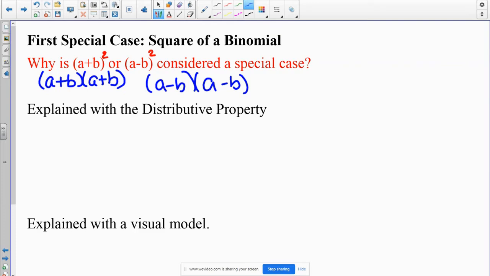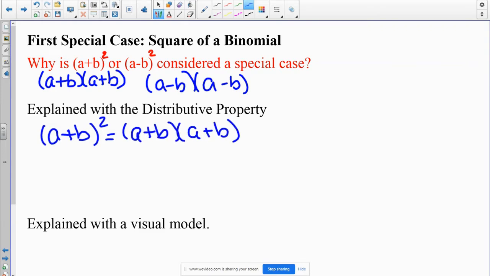So the first thing I'm going to do is explain why this is a special case with the distributive property. So we'll do the addition one on this problem. Just as I've told you before, this is like a plus b times a plus b. Now, if we think about the distributive property, that means I'm going to take this a and distribute it to the second binomial. So mathematically, it will look like a times a plus b. And then I'm going to take this second b and distribute it to that second binomial. So that would be b times a plus b.